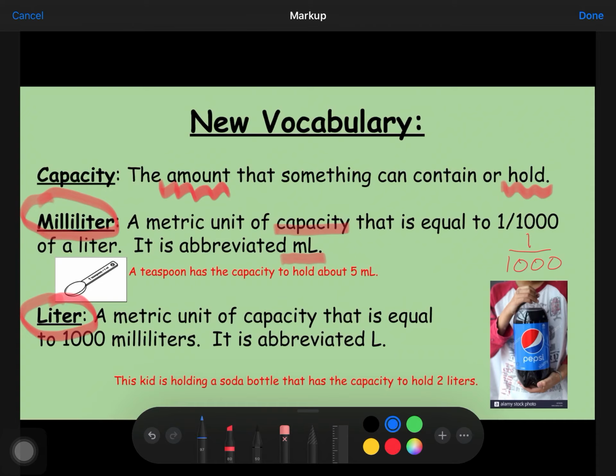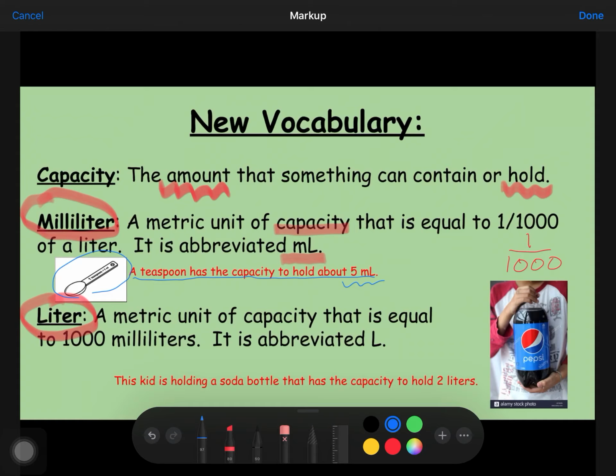See this teaspoon right here? A teaspoon has the capacity to hold about 5 milliliters. If you know anything about cooking, or if you have teaspoons in your kitchen, which I know all of you do, you know that a teaspoon is a very small amount, okay? A teaspoon can only hold 5 milliliters.